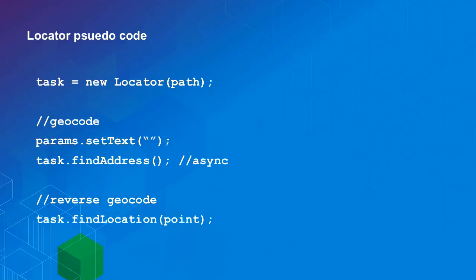And this reverse geocode is very similar. You just call find location, you pass in a point, and it returns to you an address.